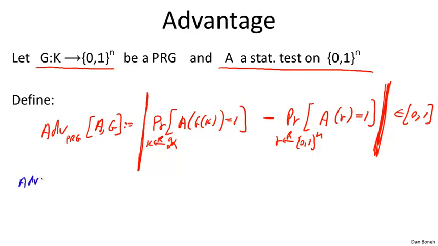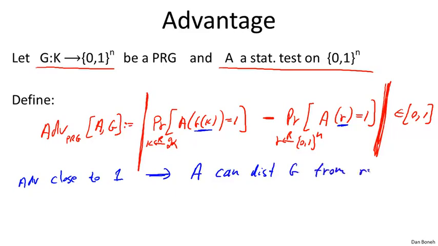So first of all, if the advantage happens to be close to 1, what does that mean? That means that somehow the statistical test A behaved differently when we gave it pseudo-random inputs, the output of the generator, from when we gave it truly random inputs. In one case, it output 1 with a certain probability, and in the other case, it output 1 with a very different probability. So somehow it was able to behave differently, and what that really means is that the statistical test can basically distinguish the output of the generator from random. In some sense we'll say that the statistical test broke the generator G because it was able to distinguish the output from random.